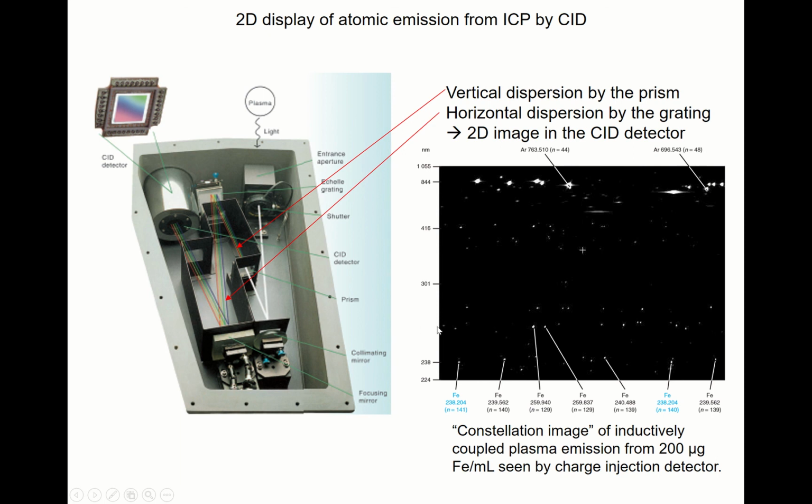You read the wavelength here, but this one, this blue color one, has the same mass and the same wavelength. But why are there two spots? Because the diffraction order is different. This is 140 and this is 141. That's the difference.